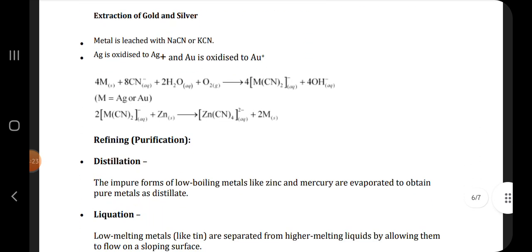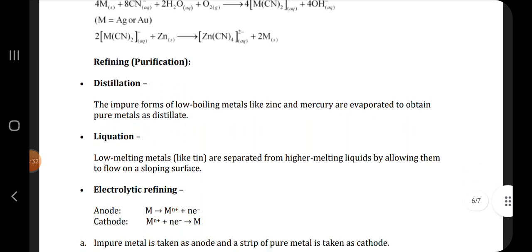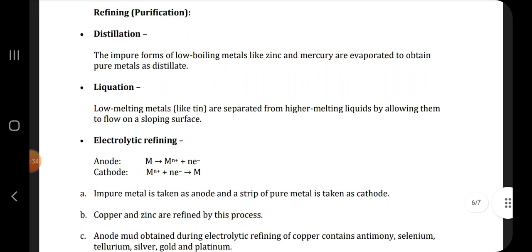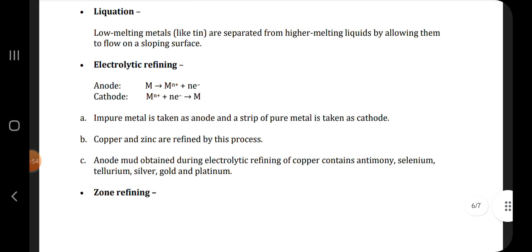Then extraction of gold and silver. The metal is leached with NaCN or KCN. Then Ag is oxidised to Ag+ and Au is oxidised to Au+. Then refining, that is, purification. First is distillation. The impure forms of low boiling metals like zinc and mercury are evaporated to obtain pure metals as distillate. Liquation: low melting metals are separated from higher melting impurities by allowing them to flow on a sloping surface.